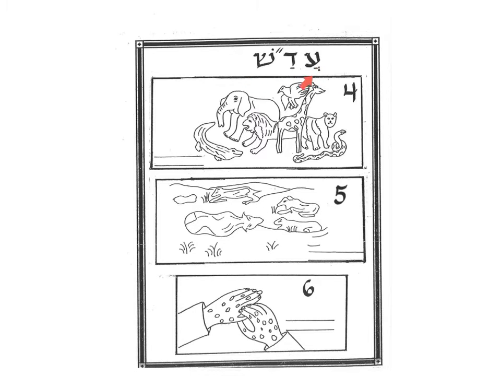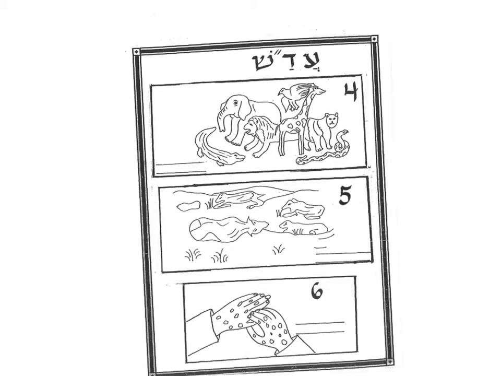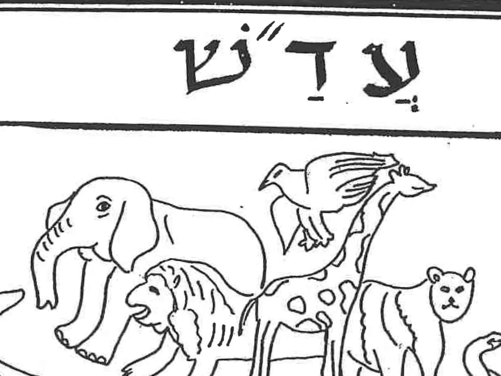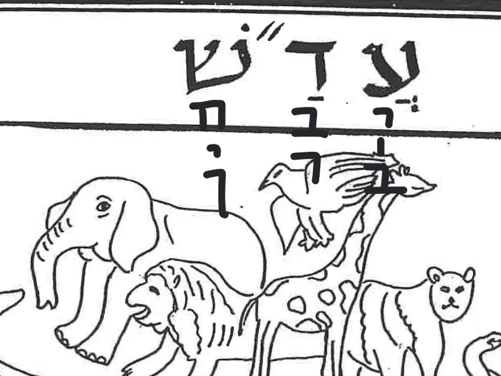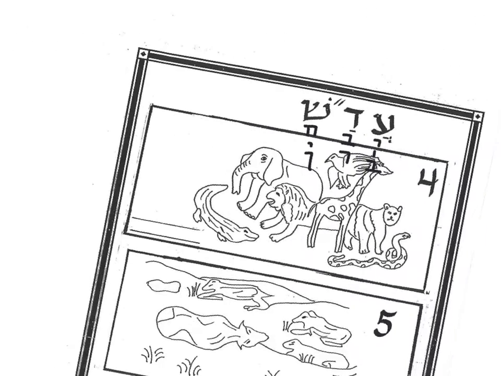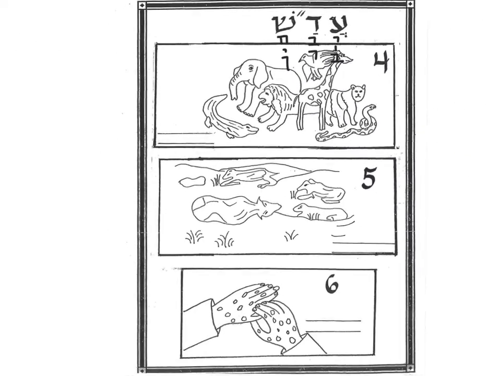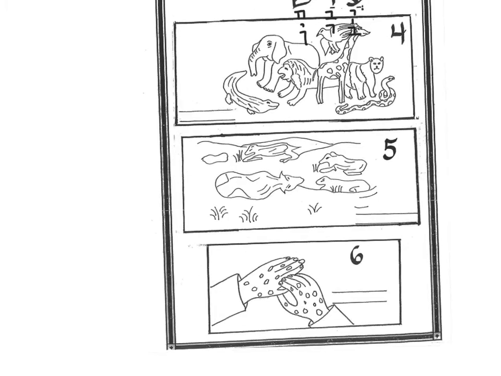Adash. Ayin stands for arov, wild animals. Daled stands for dever, animal disease. And Shin stands for shechin, boils. Okay? So that's the memory trick there. Now you're going to do the same thing over here. On these, you're going to color it.